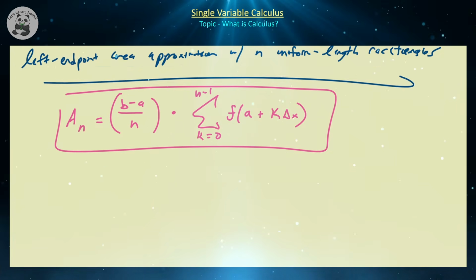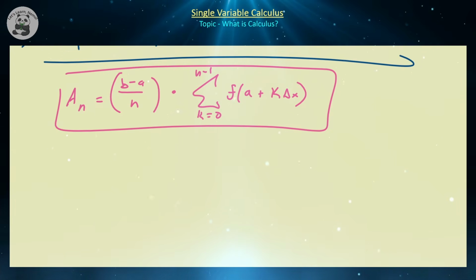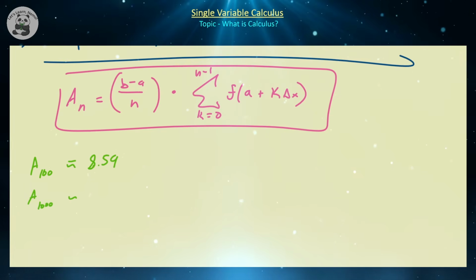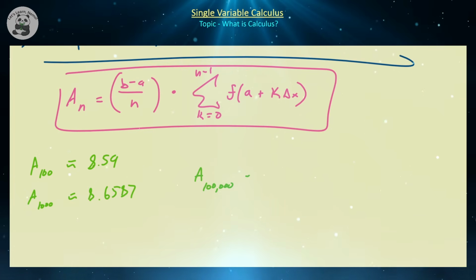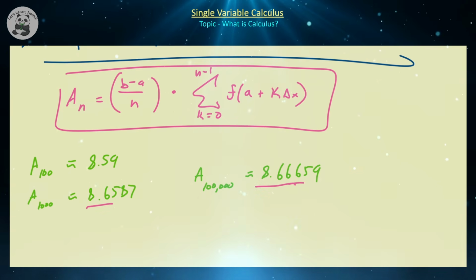So if you have, for example, Desmos, then you can easily evaluate this for any value of n. For example, A100 is approximately equal to 8.59. A of 1000 is approximately equal to 8.6587. A of 100,000 is approximately equal to 8.66659. And you can be like, okay, well, what does it appear to be getting close to? Well, maybe it's getting close to 8.6666666 and so on, right?